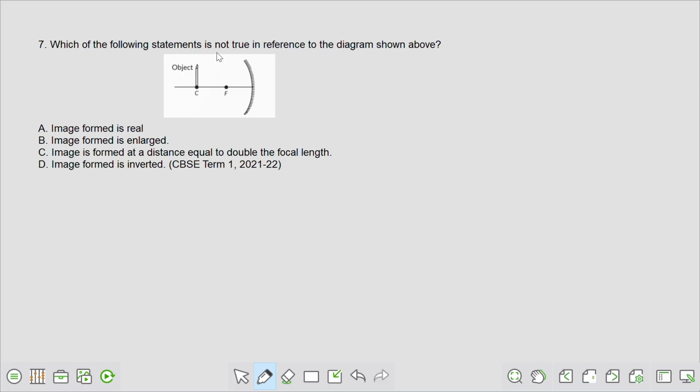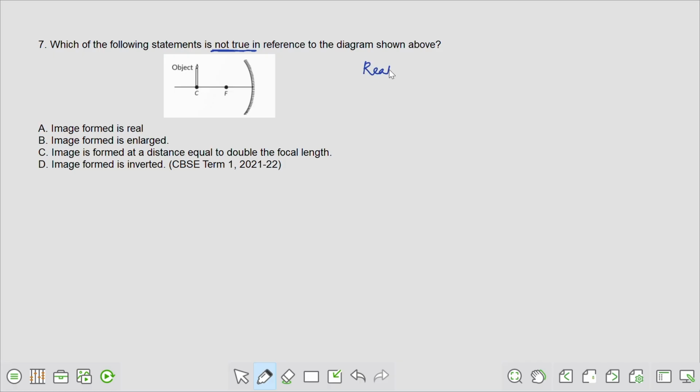Which of the following statements is not true? Okay, not true in reference to the diagram shown below. So here again it is a concave mirror. Object is placed at C. It is talking about the image characteristics here in the options. So what are the characteristics of the image formed when object is placed at C?